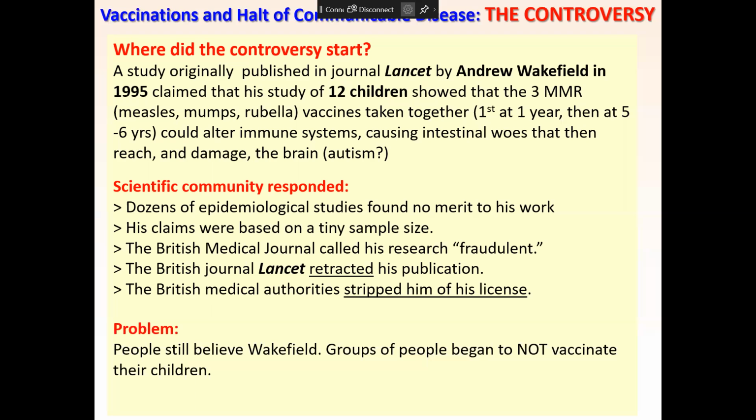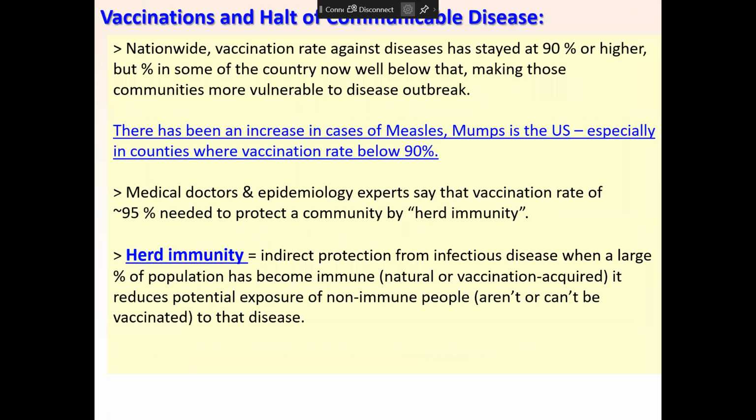I mean, if you want to go down a rabbit hole, go down conspiracy theory rabbit holes. But this is kind of what happened: groups of people, specifically in the United States, start to not vaccinate their kids. Nationwide, the vaccination rate against diseases like measles, mumps, rubella is usually 90% or higher to be effective. But now in some pockets of the United States, because of people not vaccinating their kids, that percentage of vaccination is dropping.